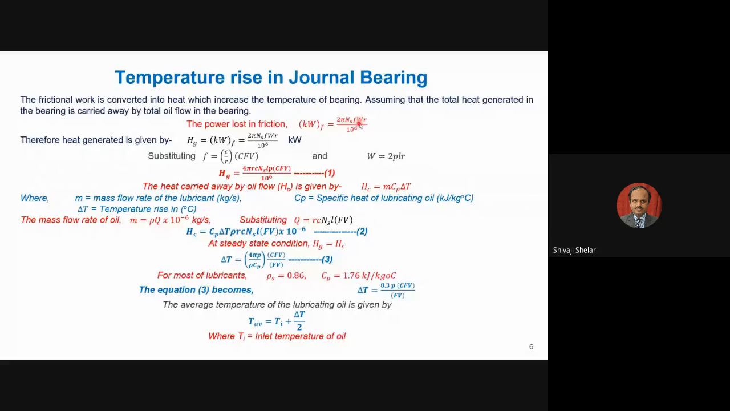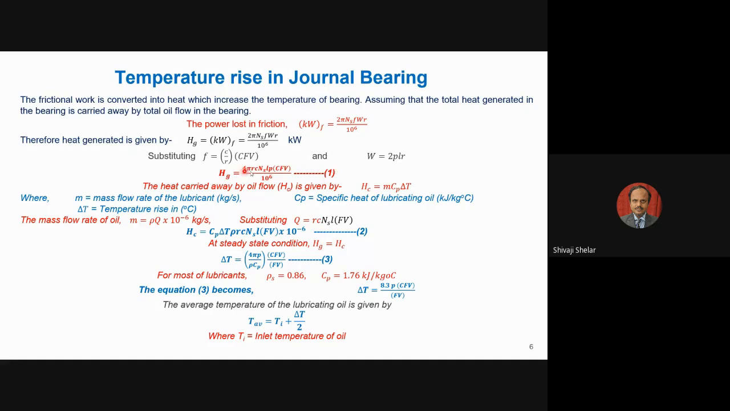Similarly, we can put the value of the radial load. The value of radial load will depend upon your unit bearing pressure. So W is equal to 2PLR or PLD, since 2R is equal to D. So you can put the value of W and the value of F in this equation, and you will have the heat generated. This equation will be written here: that is equal to 4 pi R C N S L P into the coefficient of friction variable upon 10 raised to 6. So this is the heat generated in kilowatt. This is equation 1.